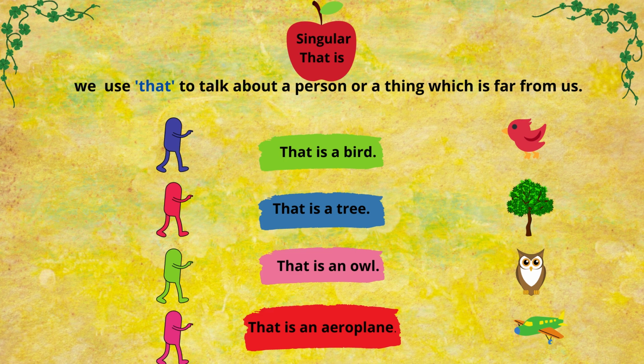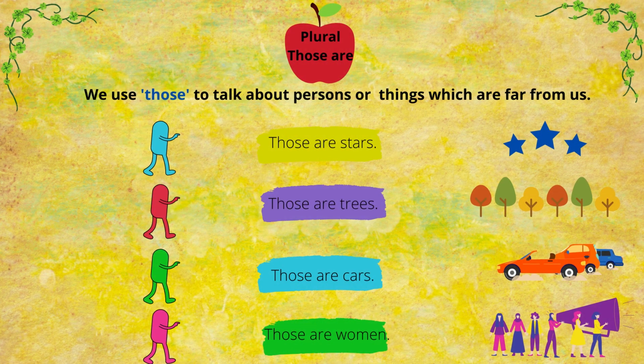We will move to the next one, which is those are. Those are is a plural of that is. We use those to talk about persons or things which are far from us. Let's read the 4 sentences 2 times each.